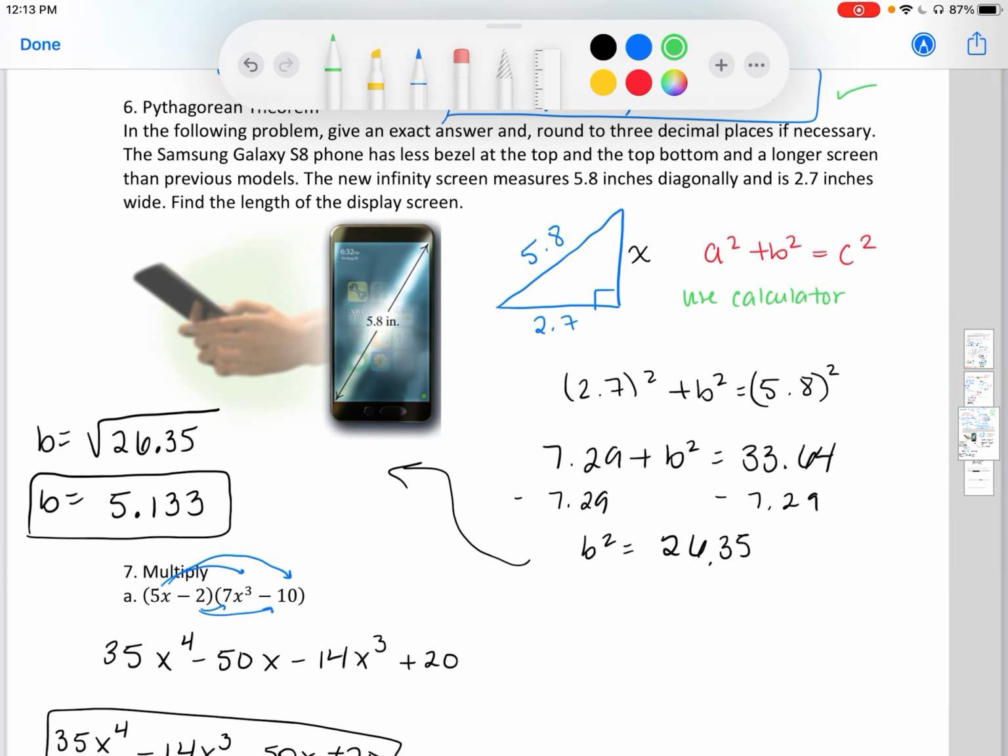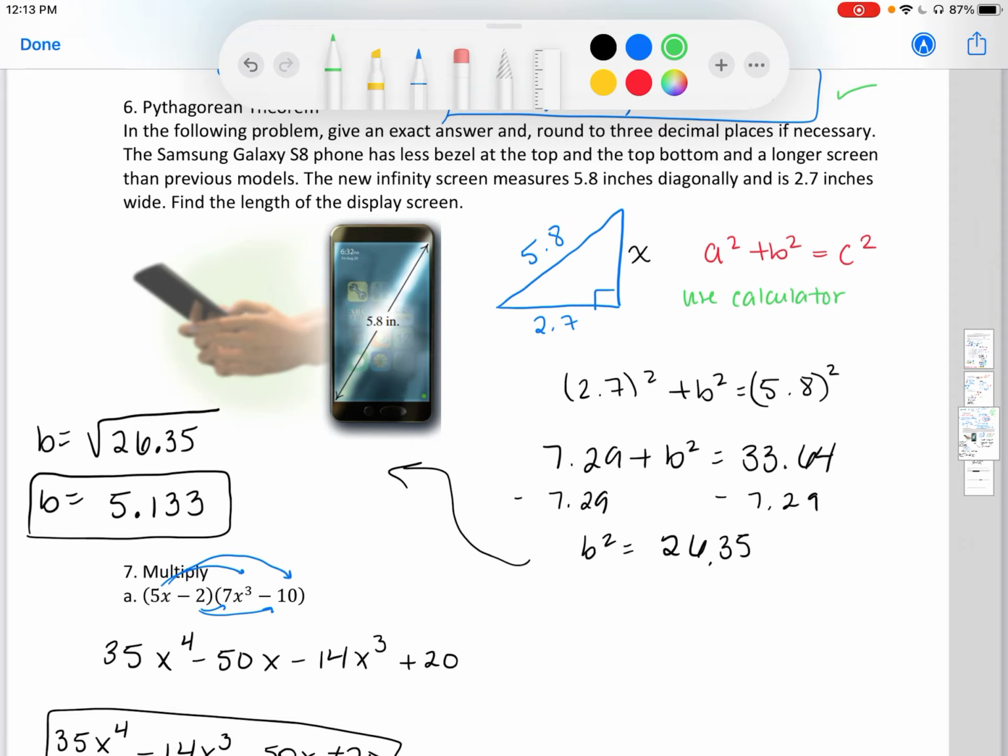For 6, we have a Pythagorean theorem problem. And also, it's a good way for me to have a word problem. It's important that we know how to read our math as well. This problem reads, in the following problem, give the exact answer and round to 3 decimal places if necessary.